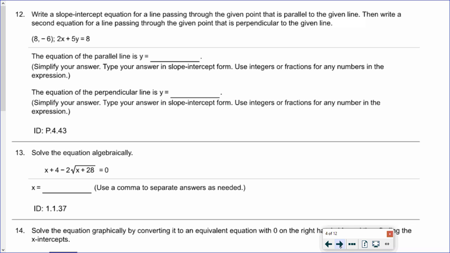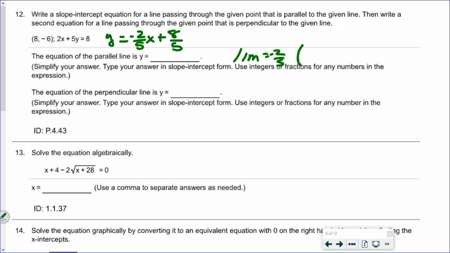Okay, now, I need to go ahead and take this first equation and solve it for y. So y is going to be -2x over 5 plus 8/5. That's you solving for y. Now, what do I need out of that? I need the parallel slope. What is the parallel slope? The parallel slope is going to be -2/5 x.